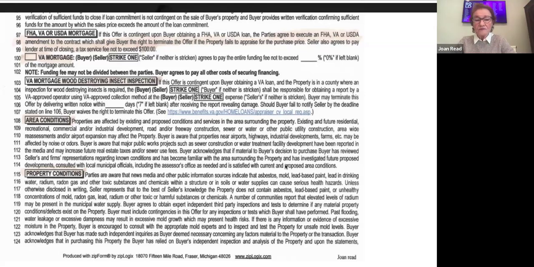But you're good to point out that those timeframes are different than a regular inspection.